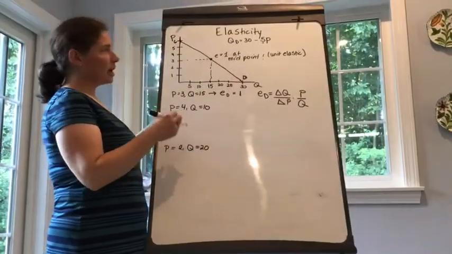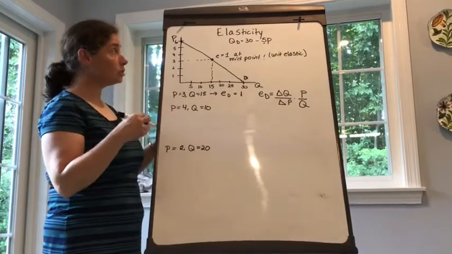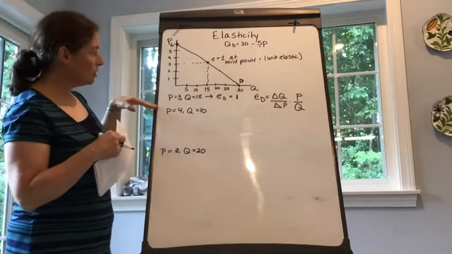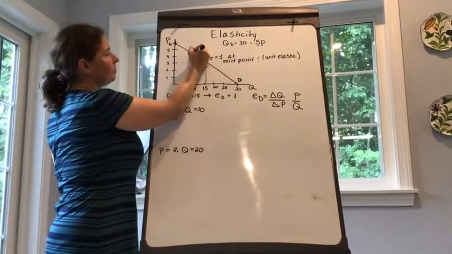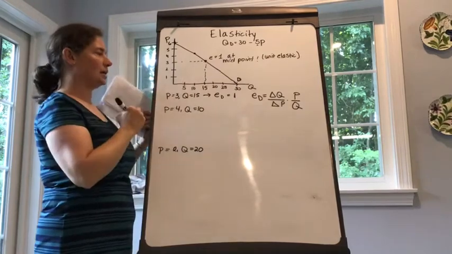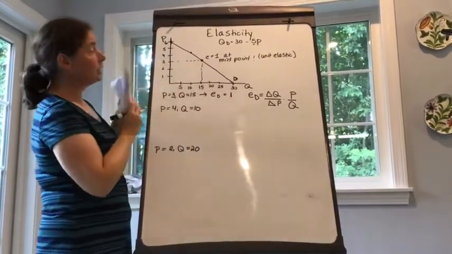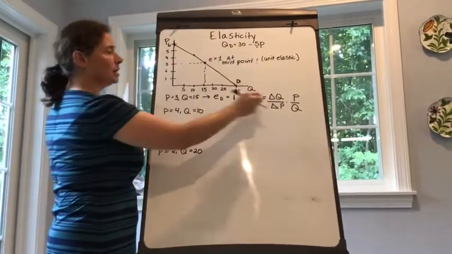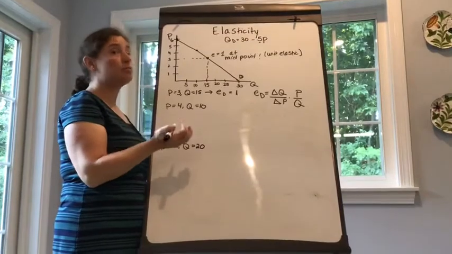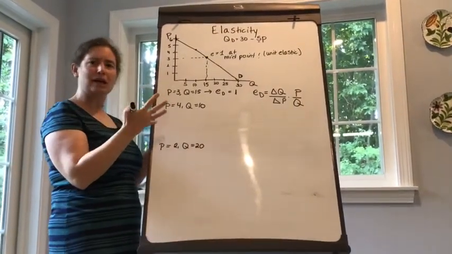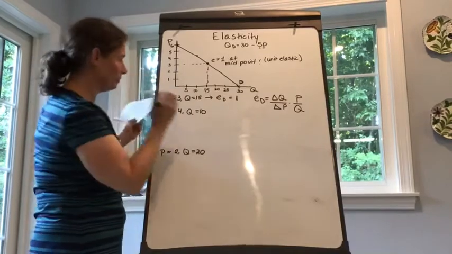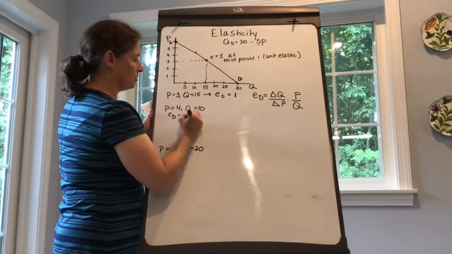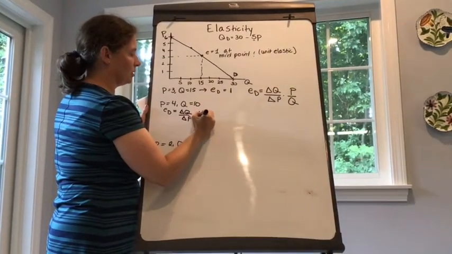Now let's take a look at using this point slope formula to calculate the elasticity of demand at some points other than the midpoint. So I've chosen this point here at a price of 4 and a quantity of 10. I can use my same formula, and because I'm using a linear demand curve with a constant slope, delta Q over delta P is going to continue to be 5. Again, technically -5, but we're going to take the absolute value. So delta Q over delta P times P over Q.